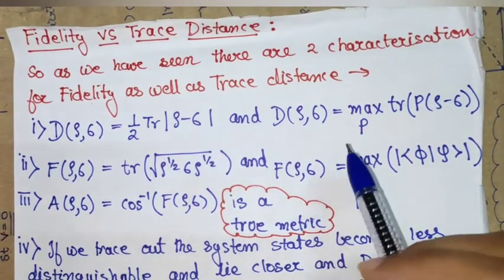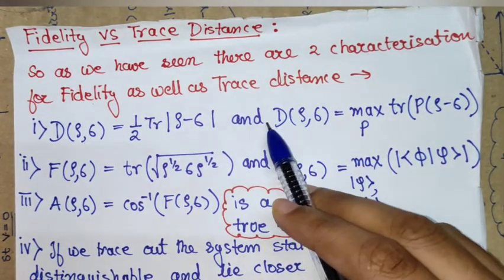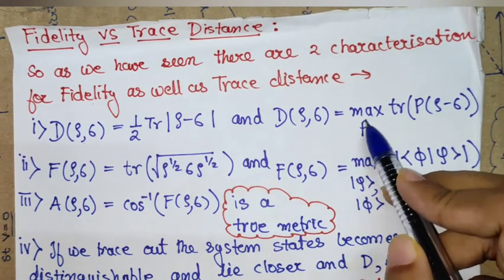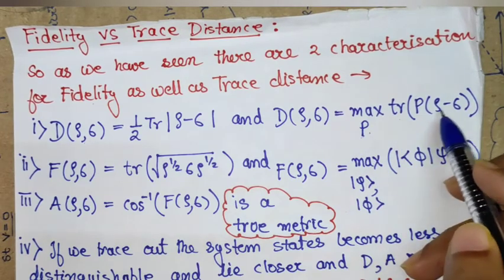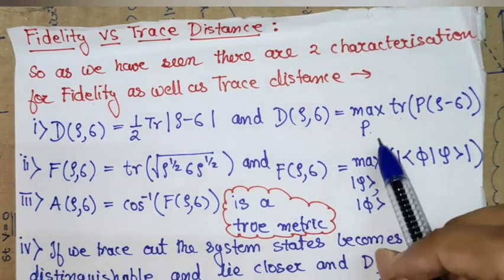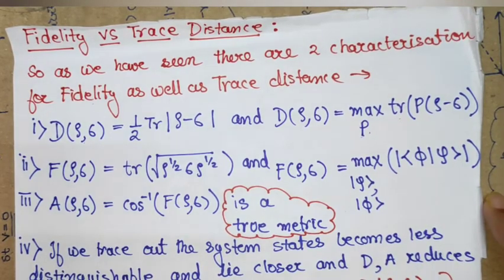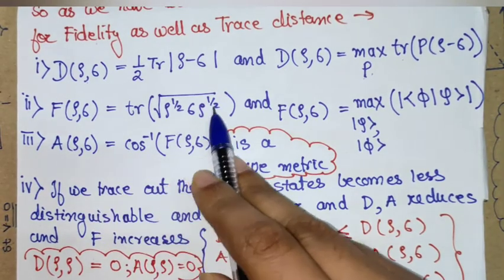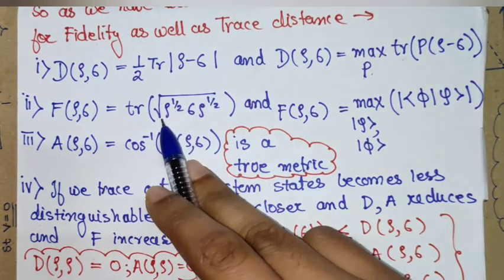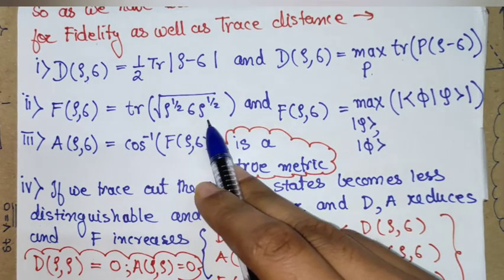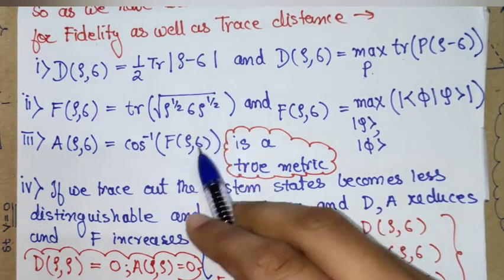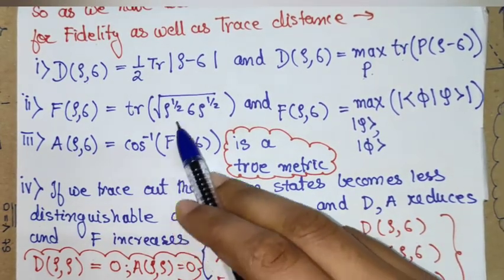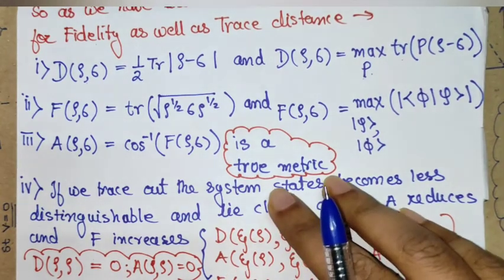And then further we saw that the trace distance can also be characterized by maximizing over all the projection operators and then taking the trace. These have been discussed in the videos provided in this series. The second point is that the fidelity is shown in this form. This is the definition of the fidelity, and it is somehow related to the angle between the states over the Bloch sphere, which we have discussed in the previous video on fidelity.